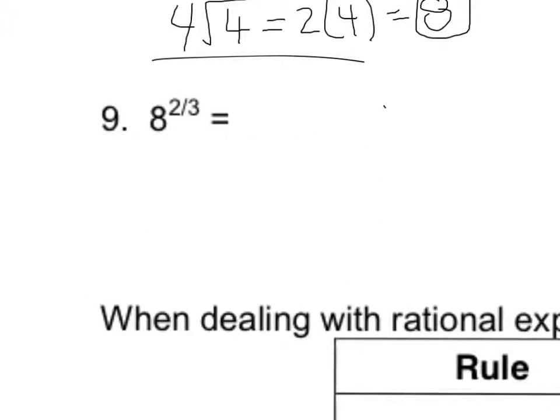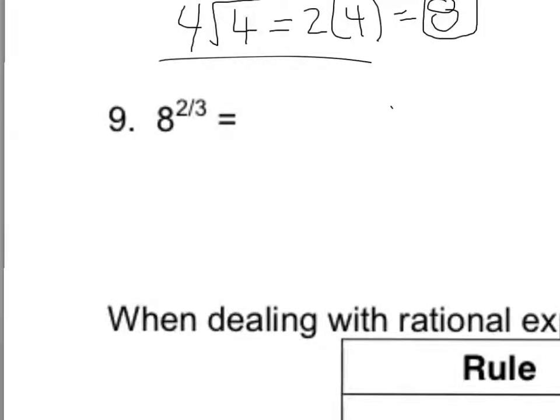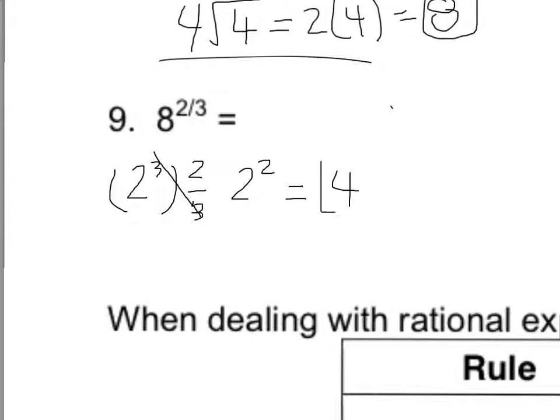So for number 9, you're going to do 2 to the power of 3 because that equals 8. And then you're just going to keep your exponent the same. And then these cancel out, so you're left with 2 to the square root of 2, which equals 4. And there's your answer.